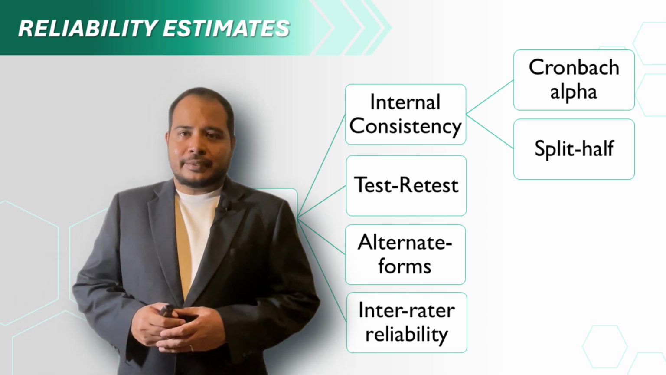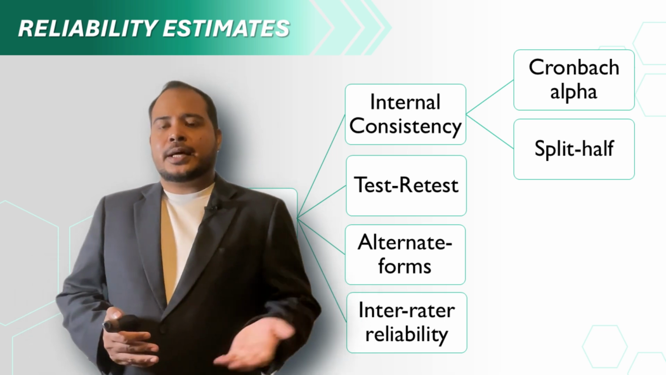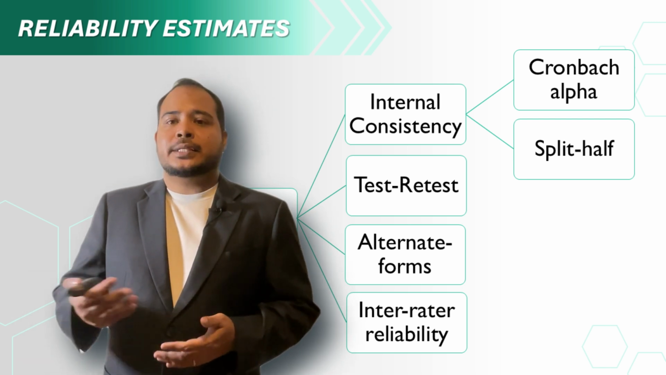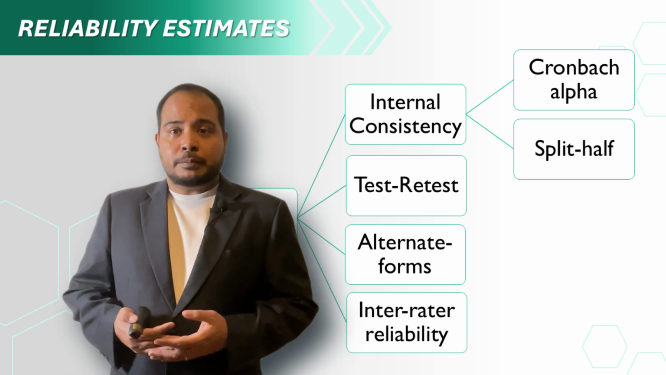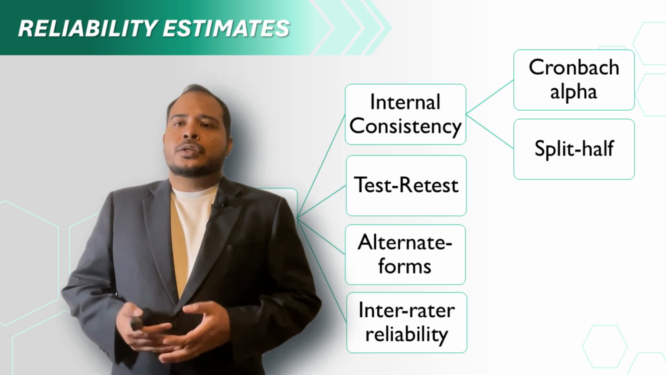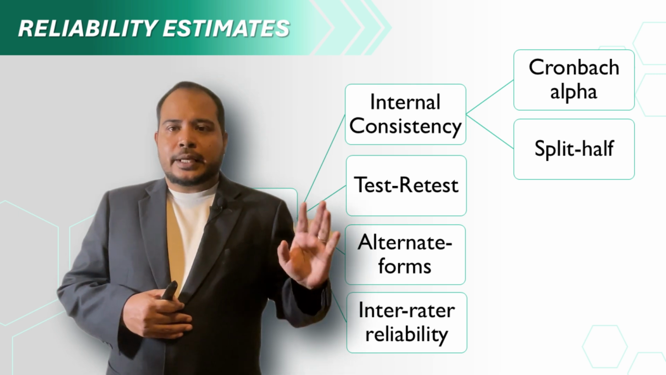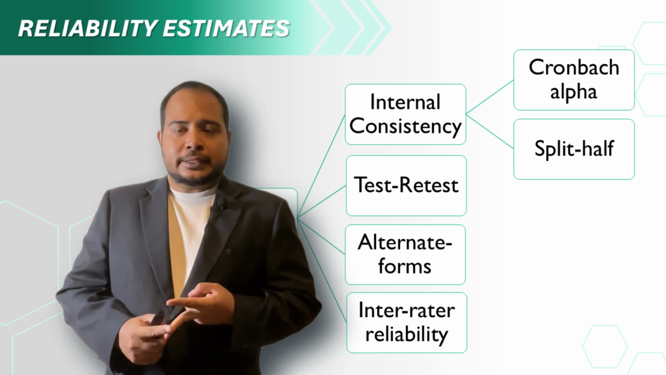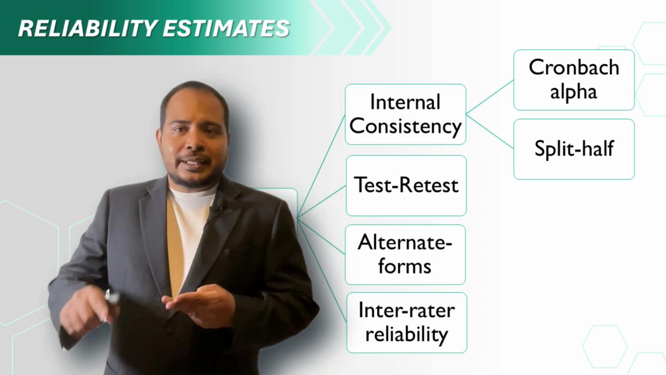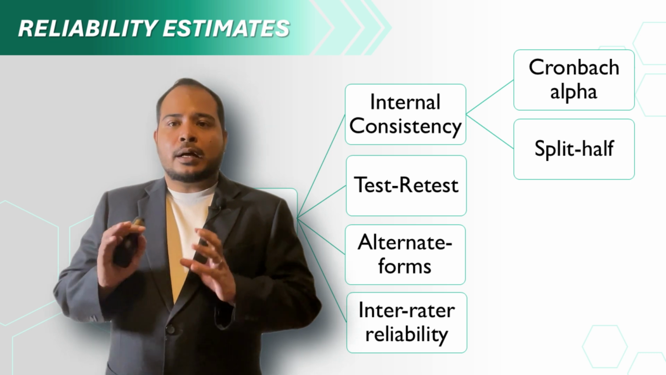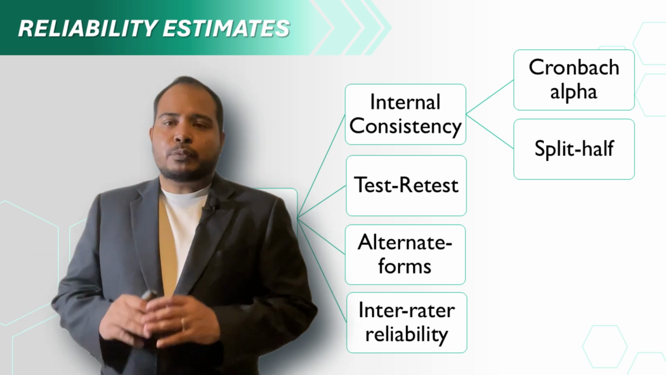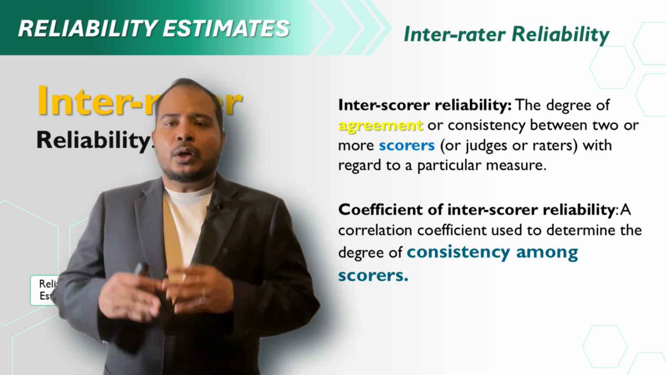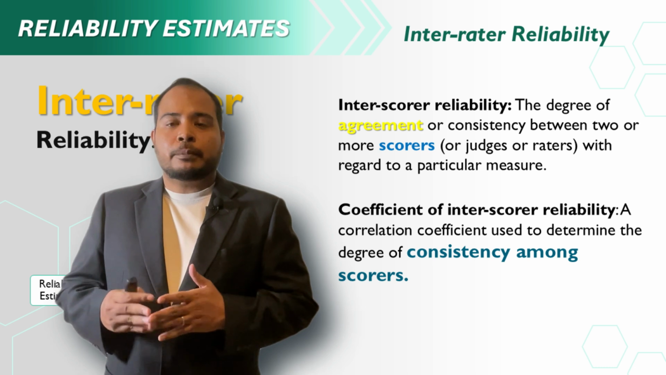So next is inter-rater reliability. We have already discussed three types of reliability, three methods of how we can establish or estimate the reliability of a measure. Inter-rater reliability is different from the other three. For internal consistency, test-retest, and alternate form, we collect data from participants, from respondents. But for inter-rater reliability, we collect data from raters.